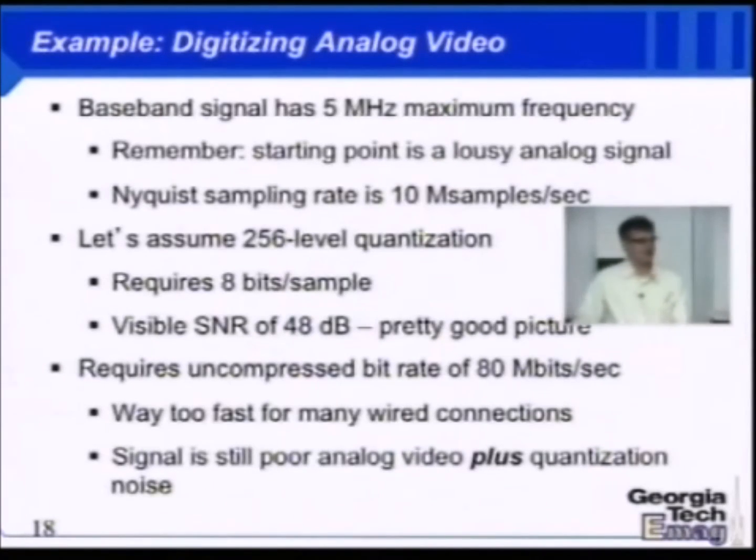But here, video is very forgiving. Your eye is very forgiving. And so we're only going to use 8 bits per sample, a SNR of 48 dB in terms of quantization noise. That'll produce a pretty good picture. It requires an uncompressed bit rate of 80 megabits per second if we do it that way. 80 megabits per second. That's still too fast for most of your wireless connections nowadays.